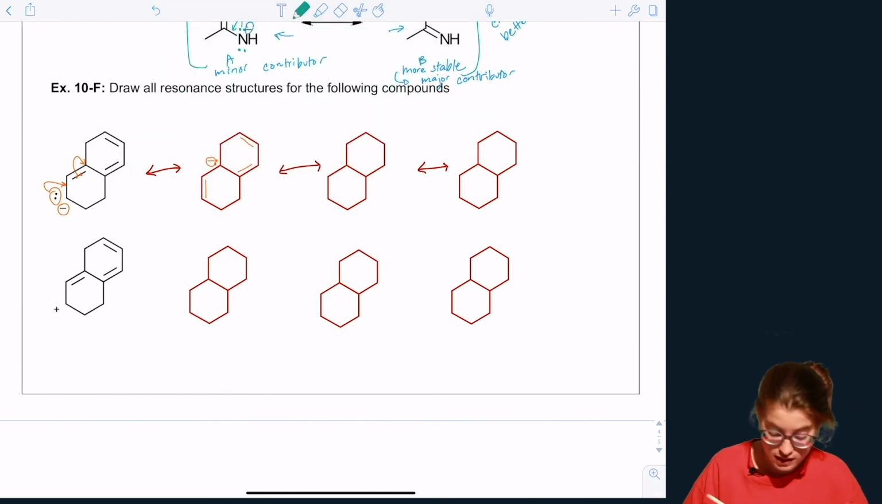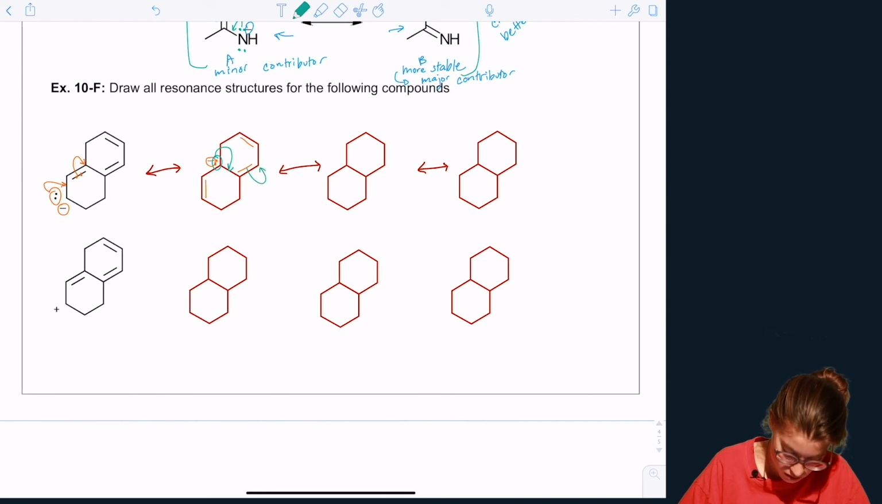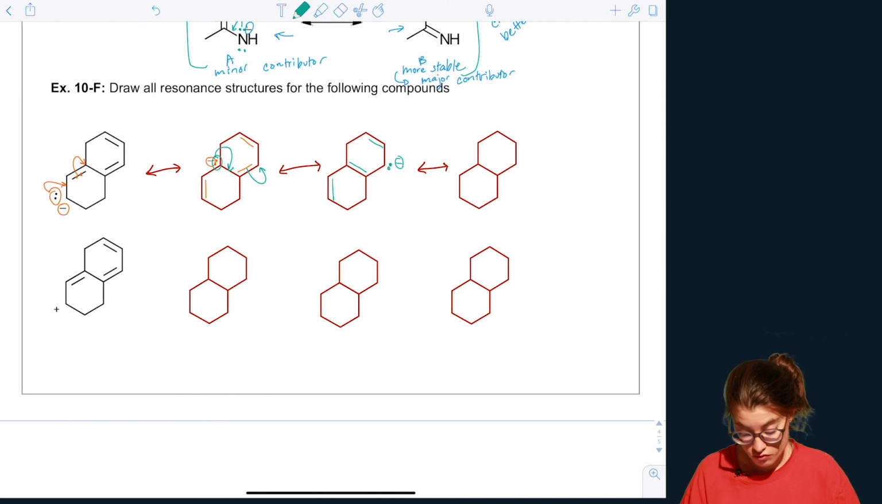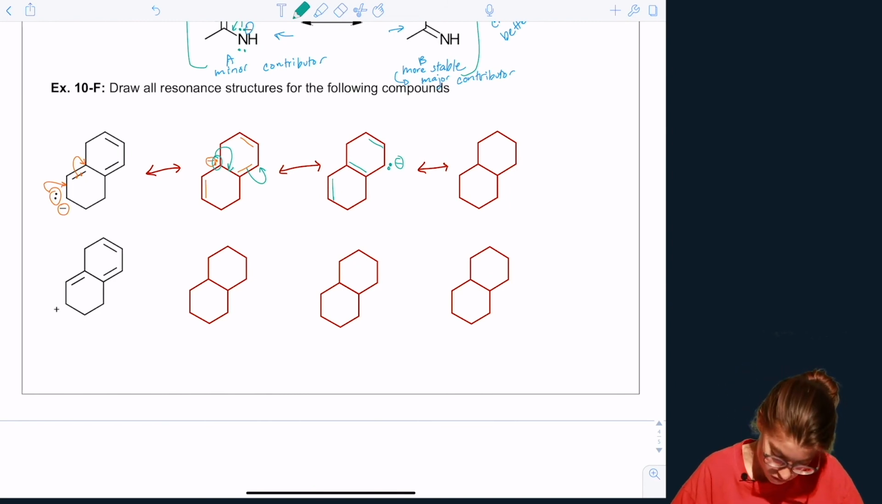All right, so can I move this lone pair now? Well, yes, I can take this lone pair and move it into a bond, which forces a bond to a lone pair. So now my molecule looks like this. And again, can I move it again? Well, yes, I can. I can take this lone pair to bond, forces a bond to the lone pair. So now my molecule looks like this.